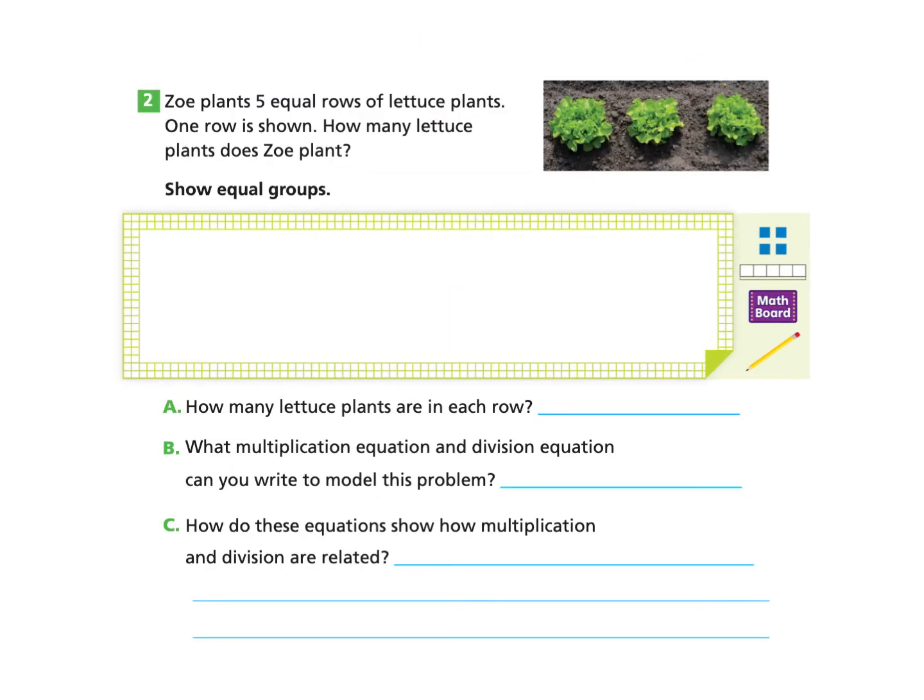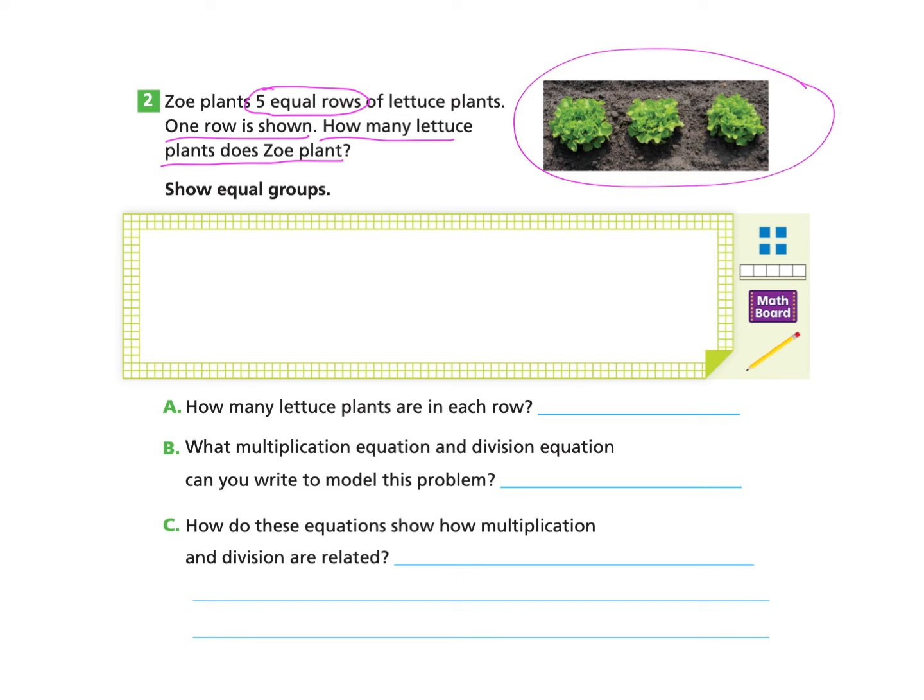Now let's take a look at the next page, page 173, part 2. Zoe plants 5 equal rows of lettuce plants. 1 row is shown. How many lettuce plants does Zoe plant? Show equal groups. All right, part A. How many lettuce plants are in each row?